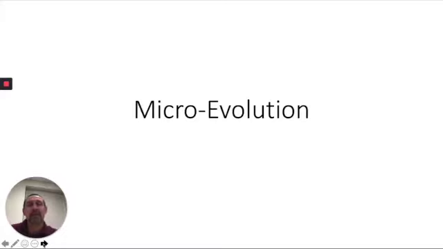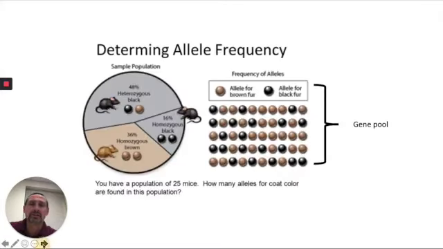This lesson is about microevolution. That is, how a species can change and adapt to different environmental conditions. One of the things that we need to understand as we look at the factors that contribute to these changes within a species is something called allele frequency.